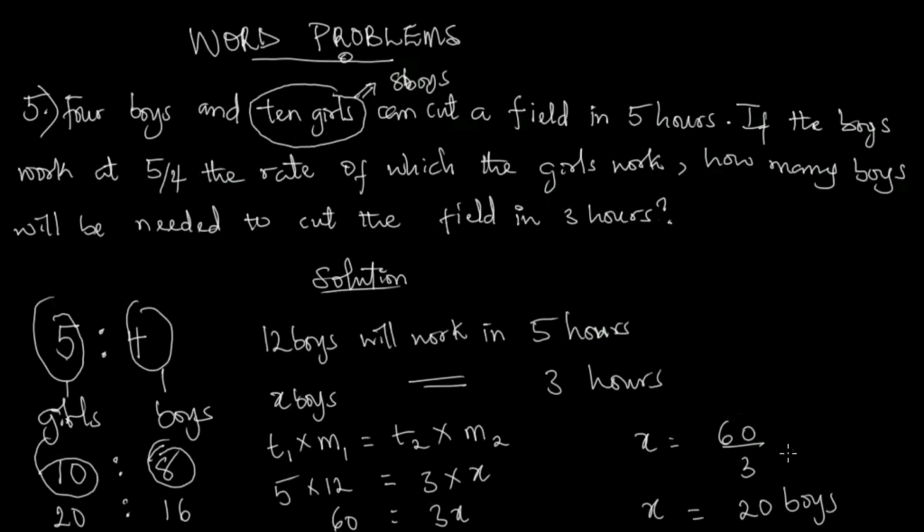And to be sure that you are actually correct, thinking about it, if 12 boys will cut a field in 5 hours, definitely you need more boys to cut the field in less time. Alright, so you are actually correct to have a larger number. So this brings us to the end of question 5, and stick around for question 6.